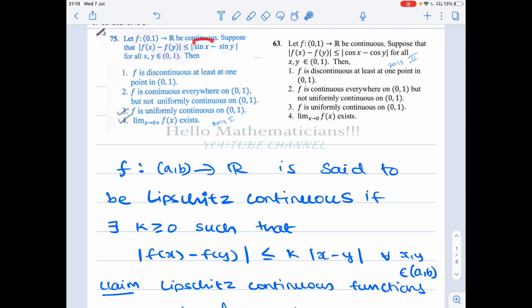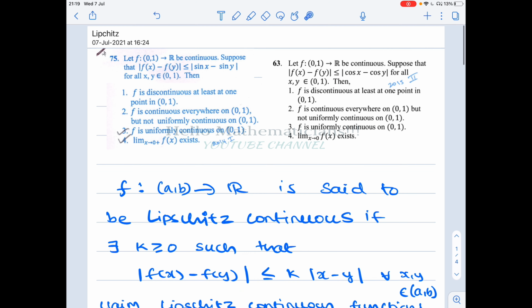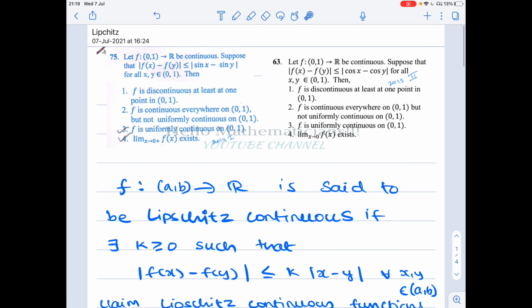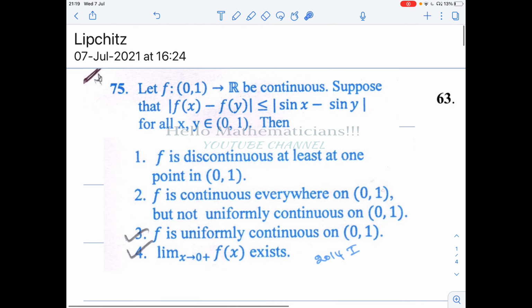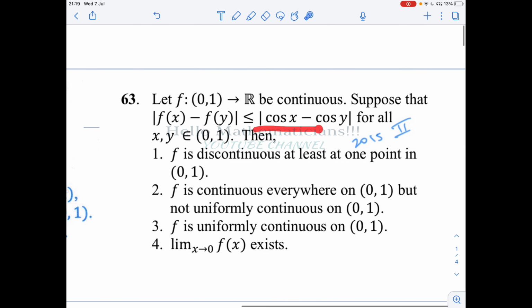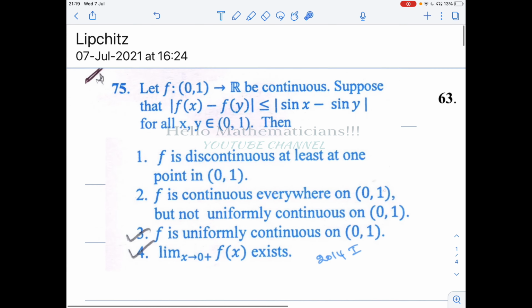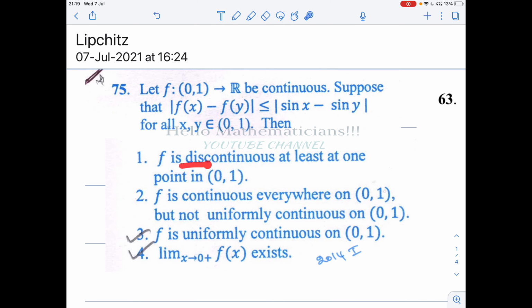The argument is pretty much exactly the same for both sin x and cos x. Let's see why, and let me phrase the question. Let f from (0,1) to R be a continuous function. Suppose modulus of f(x) minus f(y) is less than or equal to mod sin x minus sin y. In this problem it is given mod cos x minus cos y. Then f is discontinuous at at least one point in open (0,1).